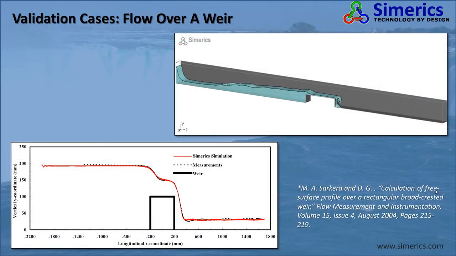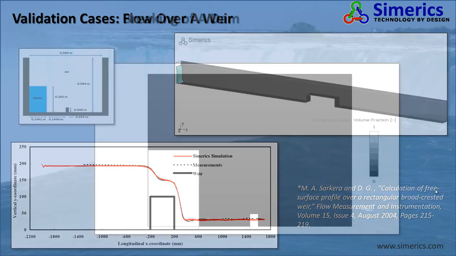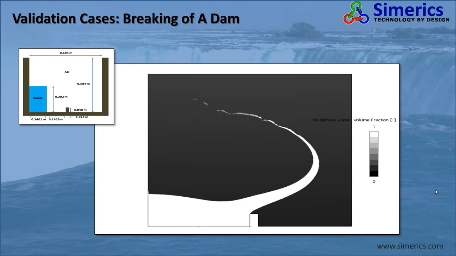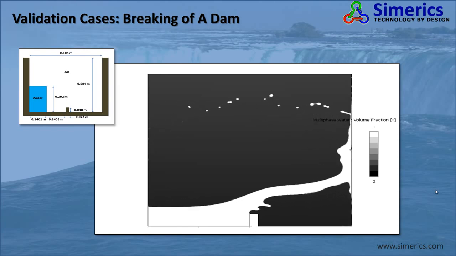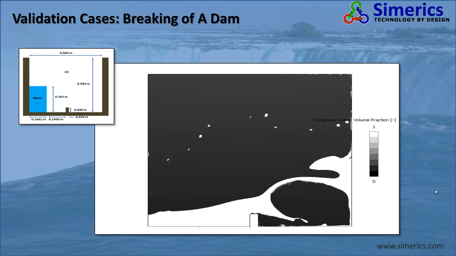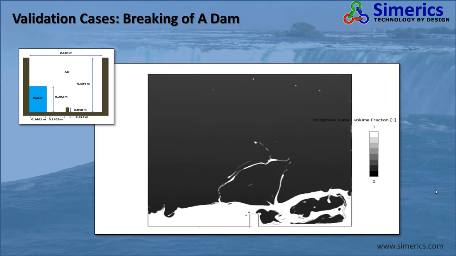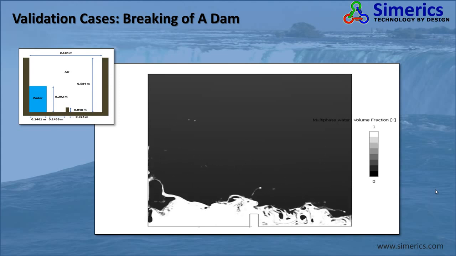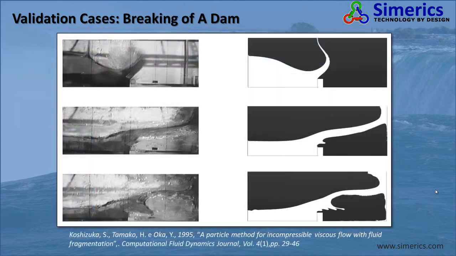Here is a validation case of flow over a weir. You can see that the predicted shape of the free surface matches experimental data almost exactly. This is another validation case of a volume of water initially static but then released to flow under the influence of gravity. This is the dam breaking problem. We see a comparison of experimental visualization versus a PumpLinks simulation. The predicted free surface matches quite well to the photos of the experiment.